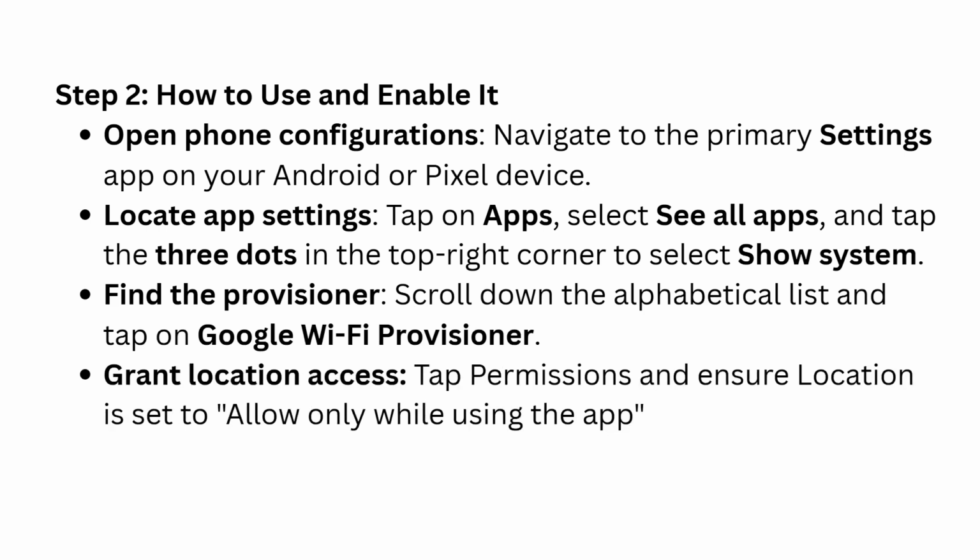Step 2, how to use and enable it. You can open your phone configurations, navigate to the primary settings app on your Android or Pixel device, locate app settings, tap on apps, select see all apps, and then tap the three dots in the top right corner to select show system. Find the provisioner. Scroll down the alphabetical list and tap on Google Wi-Fi provisioner.